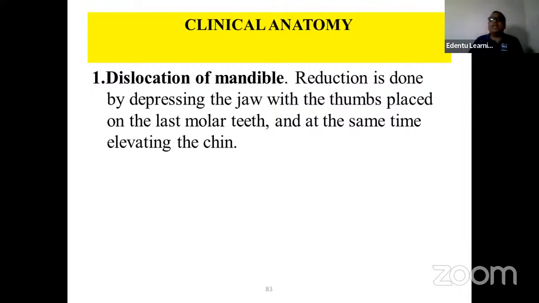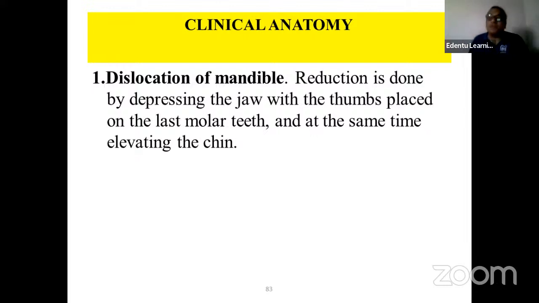So coming to the clinical anatomy, dislocation of the mandible. Some people, when they open, the articular disc goes forward and the mouth stays open. They cannot close it, especially old age people or denture patients. When you say open, open, open mouth, and a click sound comes and the mouth stays open. They cannot close their mouth. So that is called dislocation of the mandible.